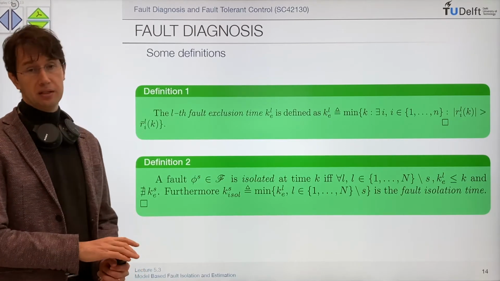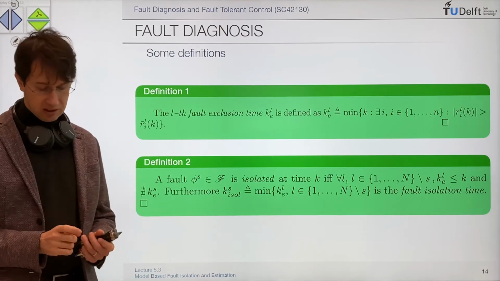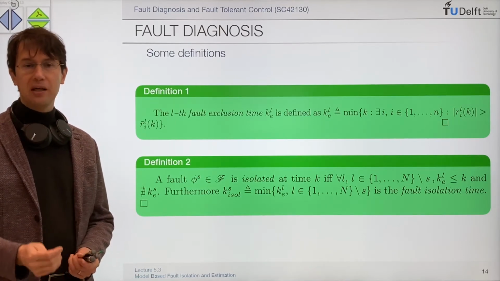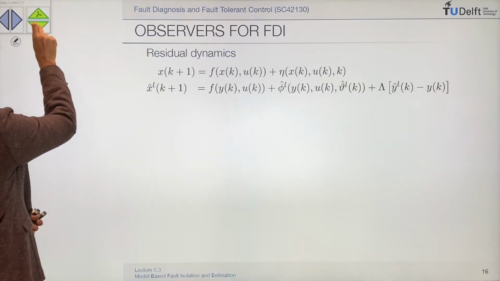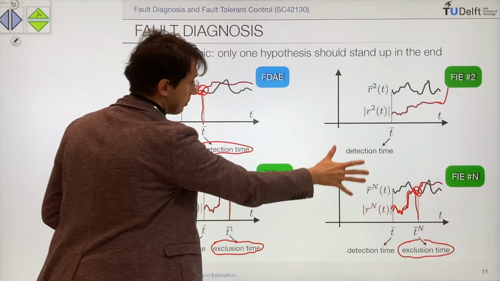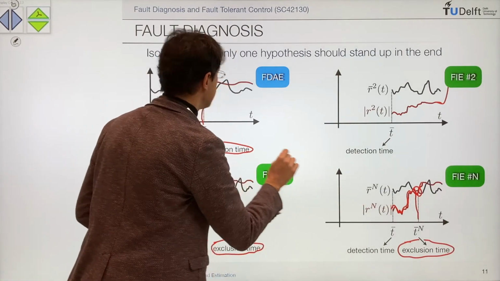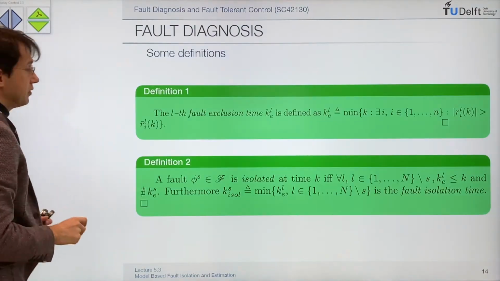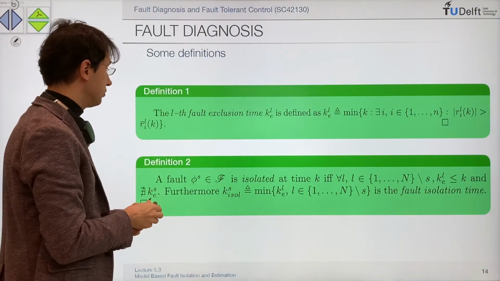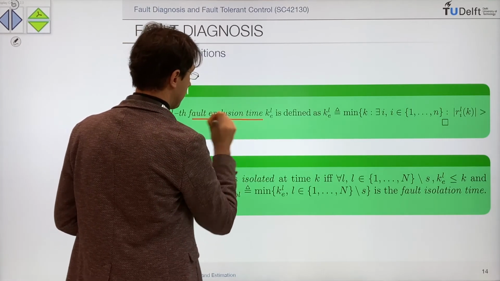we need some definitions. Definitions about time instants. Time instants that we actually already saw before in this example. So we need to define these times, the detection and the exclusion times. The detection time we already defined in the previous lecture. It's now time to define the fault exclusion time.